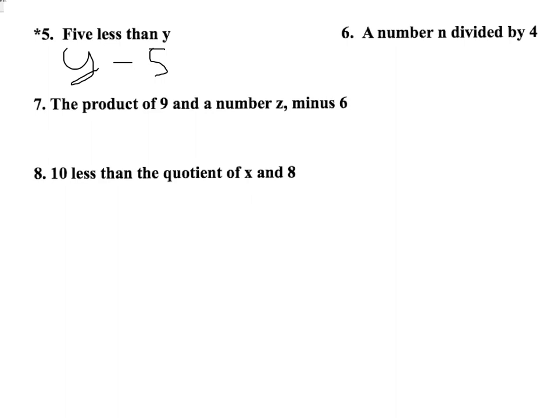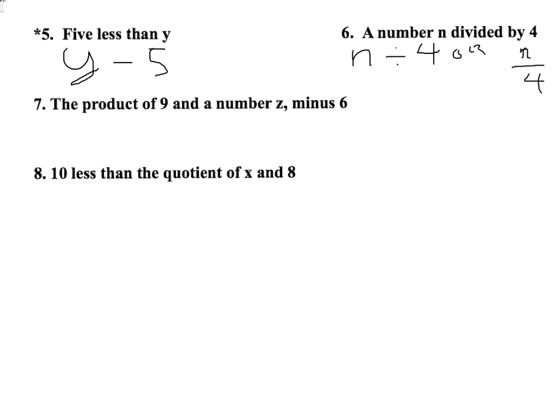Alright, number 6, a number n divided by 4. Okay, you can write this a couple different ways. Probably how you're used to seeing it, n divided by 4. Or we're going to use that fraction bar. Okay, so we'll have n divided by 4. It's not a very good n. There we go. Okay, number 7, the product of 9 and a number z minus 6.